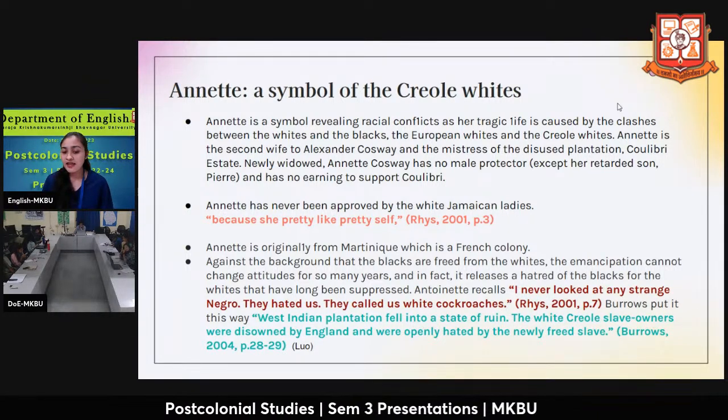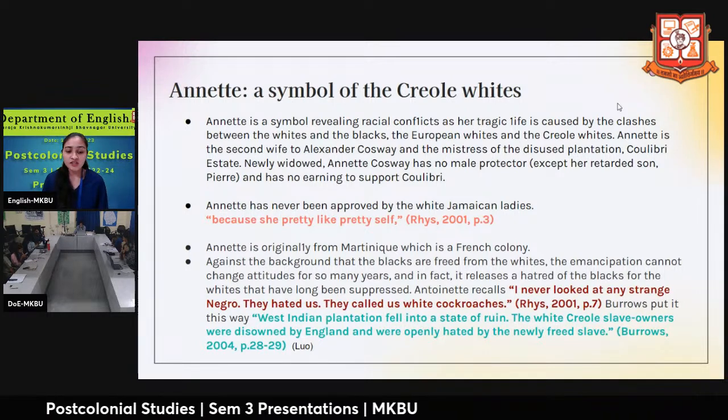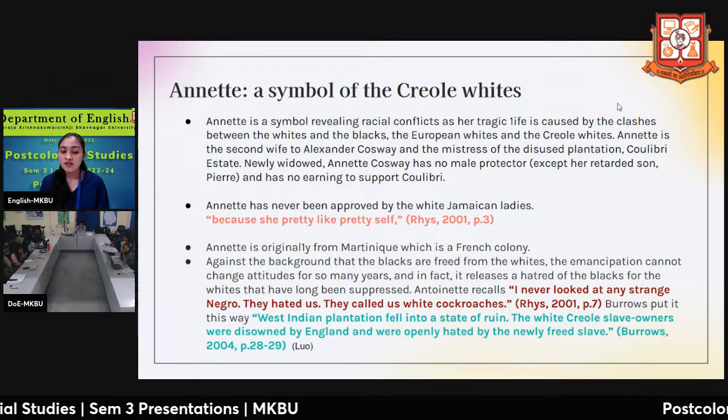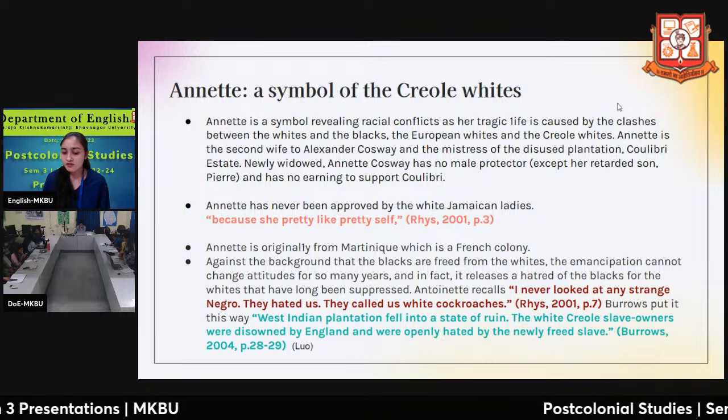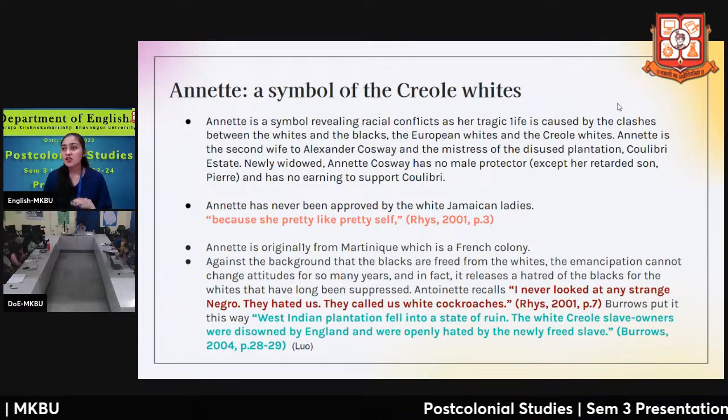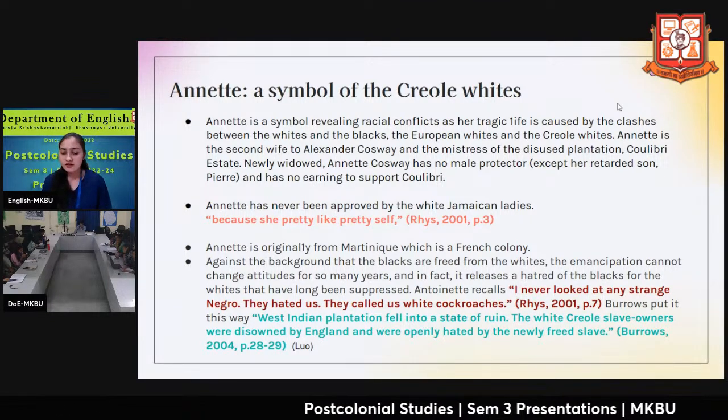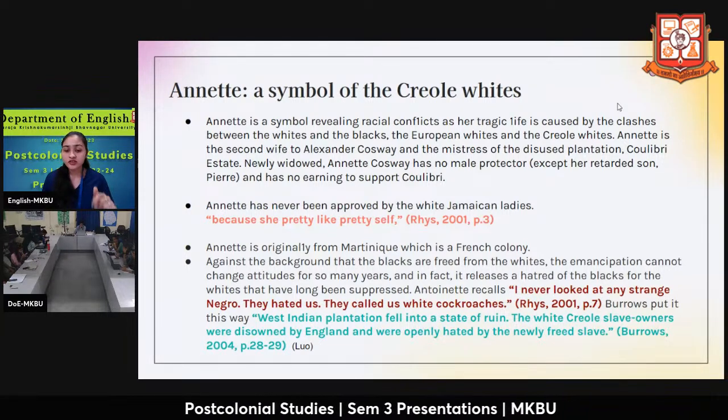Antoinette recalls, "I never looked at any strange Negro. They hated us. They called us white cockroaches." In this, we can see the colonialism in the novel, and the racism is also there.